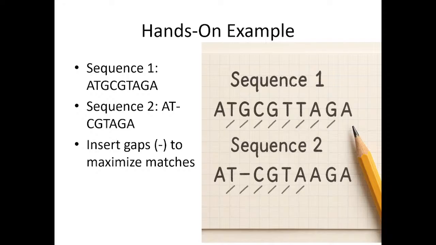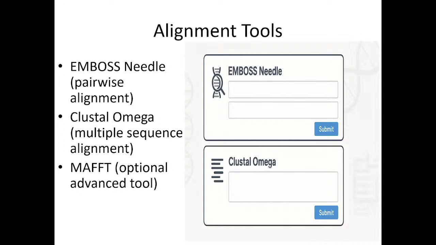Apart from that, for the hands-on example, you have two sequences that are already given to you, and you have to bring them together and find how similar they are and where they are not similar. The computer tool you can use for alignment is called EMBOSS Needle. You just enter sequence one, sequence two, sequence three, and click submit. It is going to do it for you. Or if you don't want to use EMBOSS, you can use Clustal Omega. It still performs the same function.